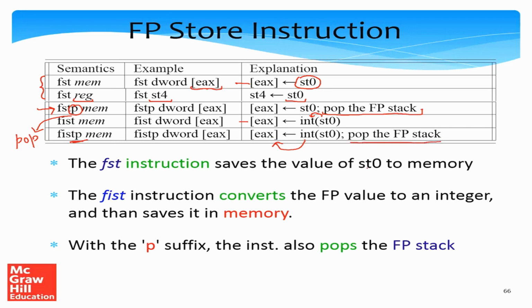So what have we looked at? Till now we have looked at FLD and its variants like FILD. We have looked at floating point exchange, which exchanges the contents of two registers. We have looked at FST, which stores the value of a floating point register either in memory or in another floating point register. Again, different variants with a P suffix pop the stack, and FIST for integer conversion and so on. So the main instructions that we need to bother about are FLD and FST.